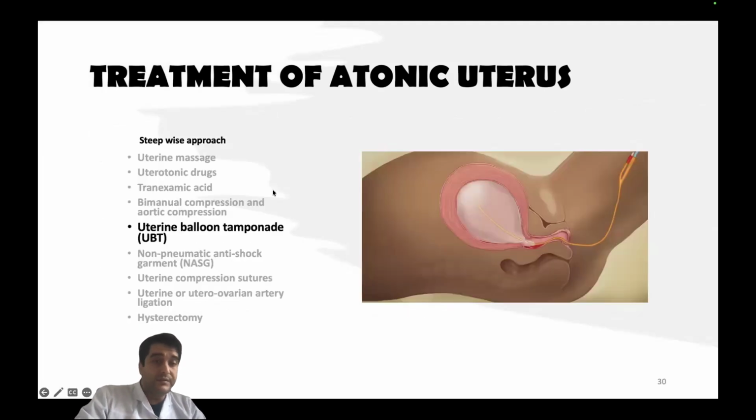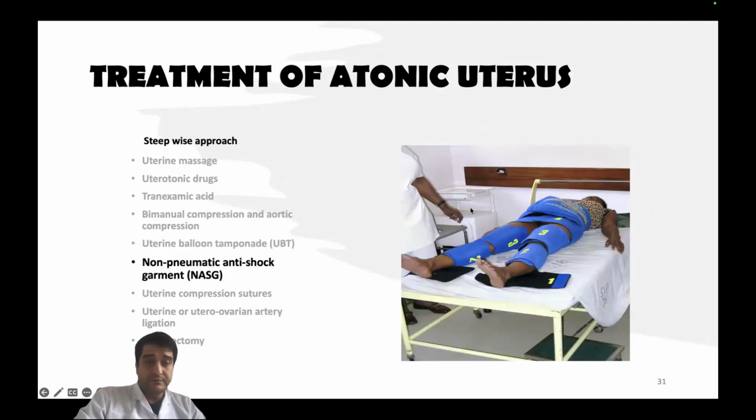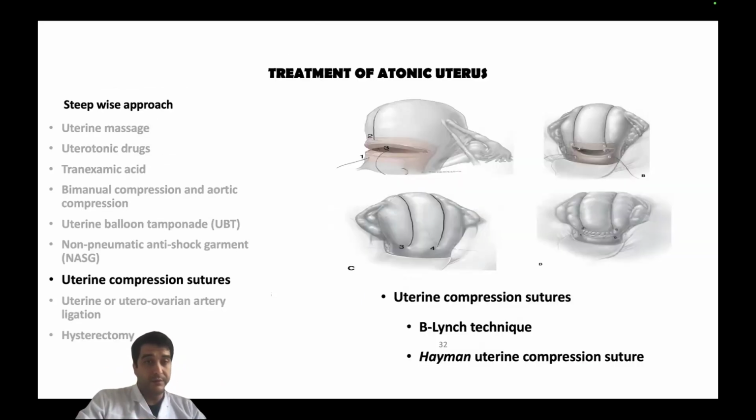Treatment of atonic uterus if you are using a uterine balloon tamponade. In this case, you can see how the uterine balloon tamponade is used. And the newer one is the non-pneumatic anti-shock garment. When you use it, the garment will press, and the blood will go into the central blood vessels. That's why it also acts to reduce bleeding in postpartum hemorrhage.